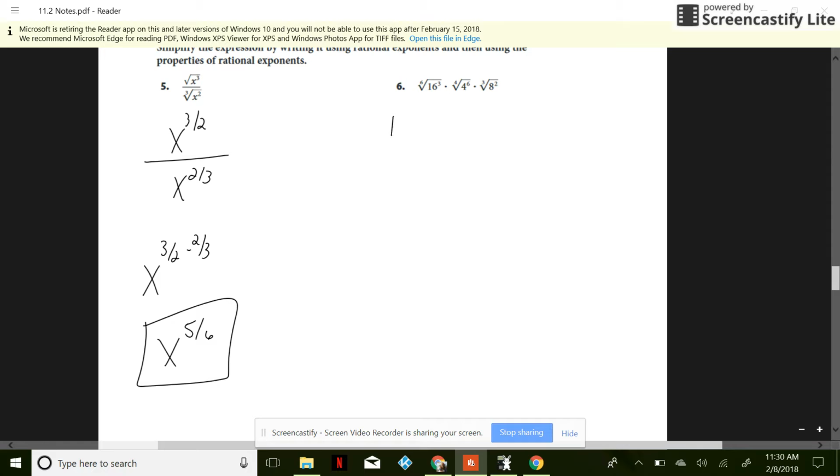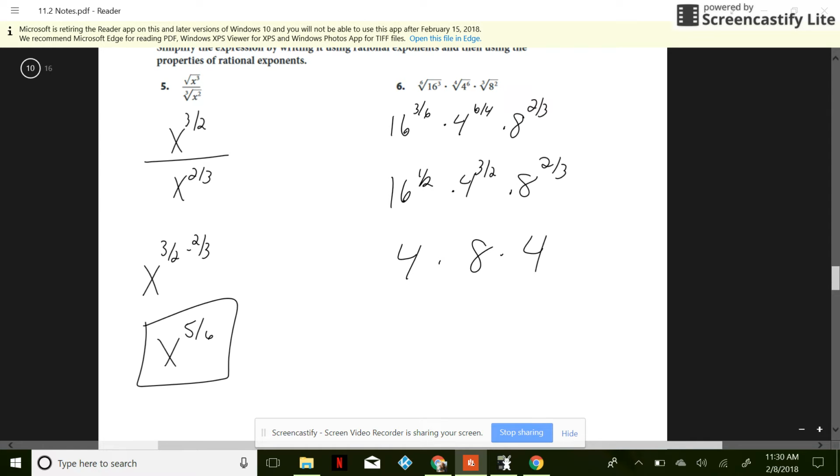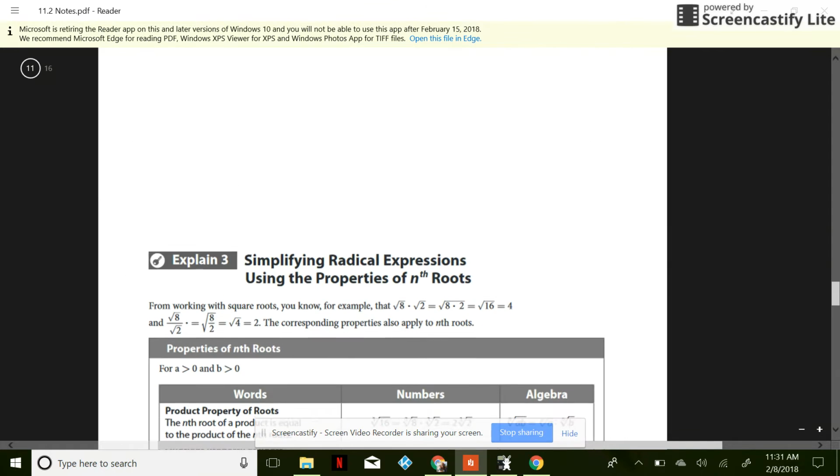So here we've got 16 to the 3 over 6 times 4 to the 6 over 4 times 8 to the 2 over 3. So that's really 16 to the 1/2 times 4 to the 3/2 times 8 to the 2/3. That's 4, that's 8 times 4, which ends up getting us to an answer of 128.